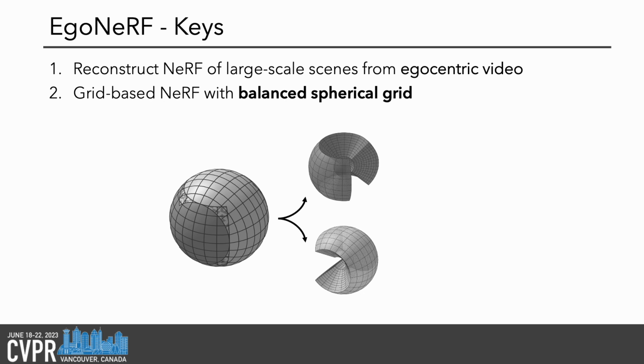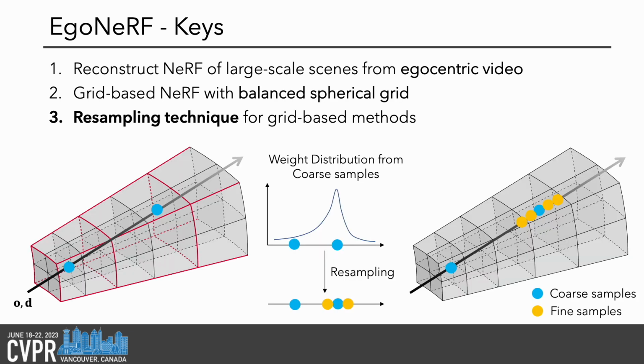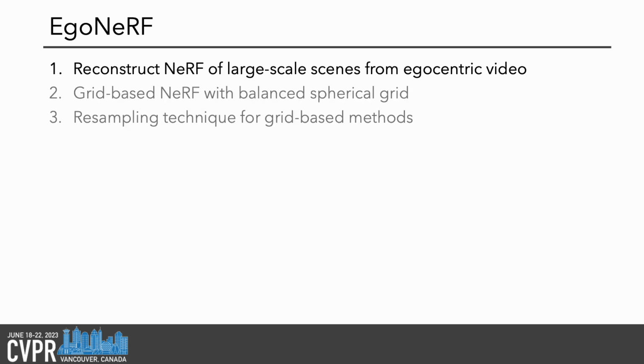To represent a large-scale outward-looking scene, we use balanced spherical grid as Radiance representation. We also propose an efficient resampling technique for camera ray samples without allocating additional coarse grids. First, we'll talk about our practical setup.